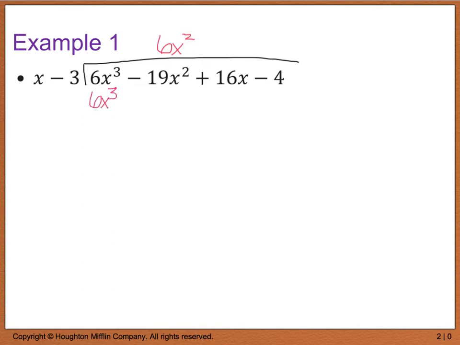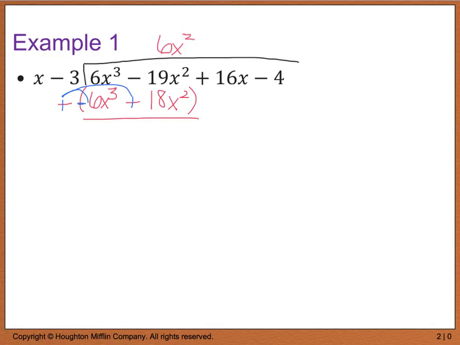Then I have to multiply this negative 3 by the term up here. So a negative 3 times a positive 6x squared is going to give me a negative 18x squared. And then I have a saying: we're going to hug it with parentheses and slap a negative on it. Now we have to distribute that negative onto both of these terms. Really what I'm doing is making it so I can add these terms together.